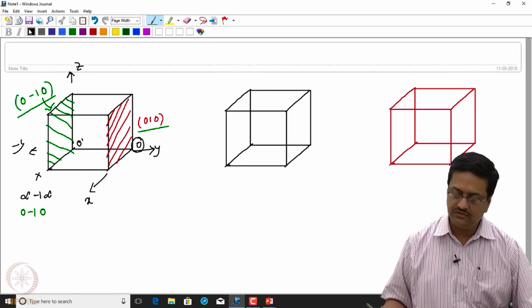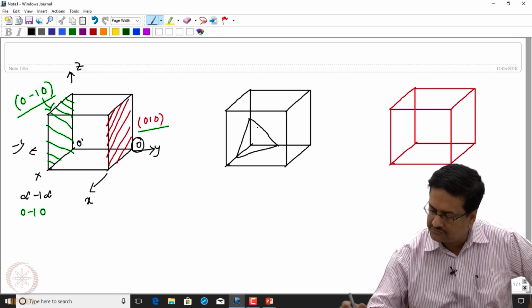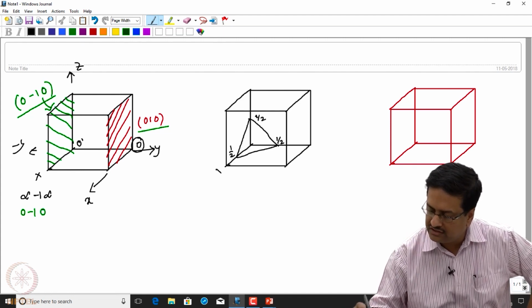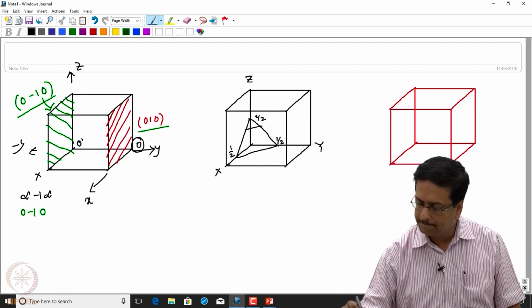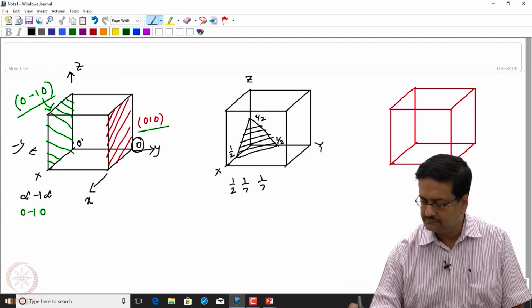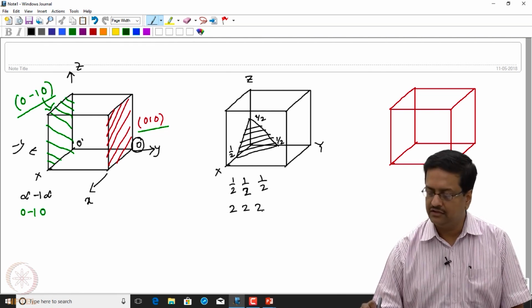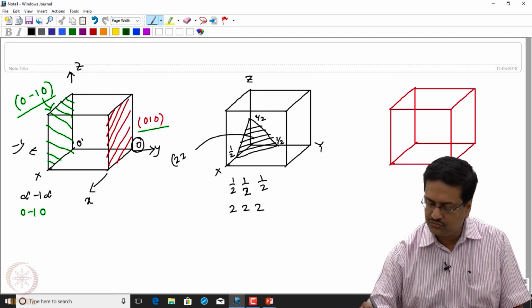Now let us see a situation where we are trying to draw a plane which intercepts at half on all the three, x, y and z. So the intercepts are half, half, half. So the reciprocals are 2, 2, 2. So that particular plane should be designated as the 2, 2, 2 plane.